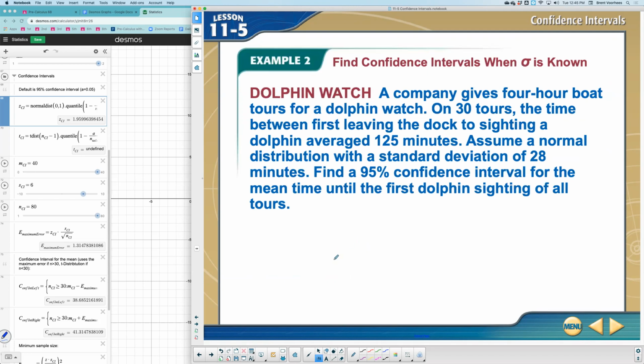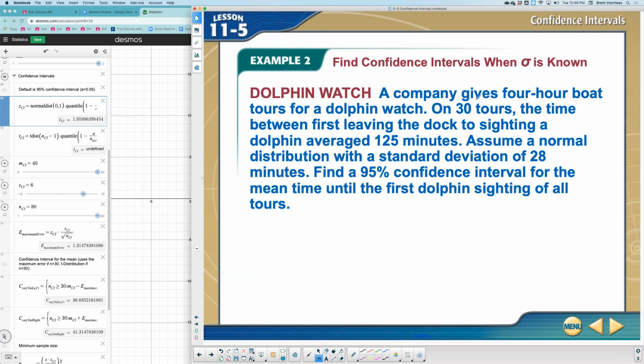It says a company gives a 4-hour boat tour for Dolphin Watch. On 30 tours, the time between the boat leaving the dock and the first sighting of a dolphin averaged 125 minutes. Assume a normal distribution with a standard deviation of 28 minutes. Find a 95% confidence interval for the mean time until the first dolphin sighting of all tours.